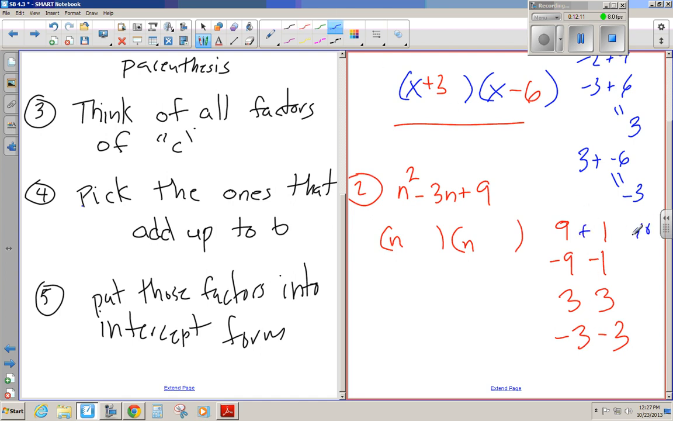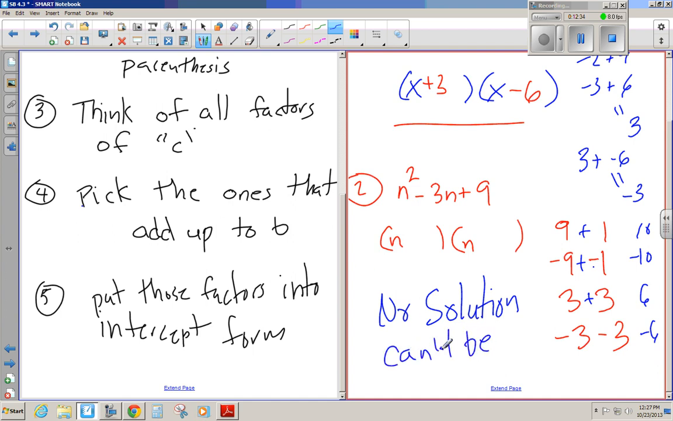Well, that's 10, negative 10, 6, negative 6. None of them add up to negative 3. So once you've checked all the possible scenarios, you would say no solution or can't be factored.